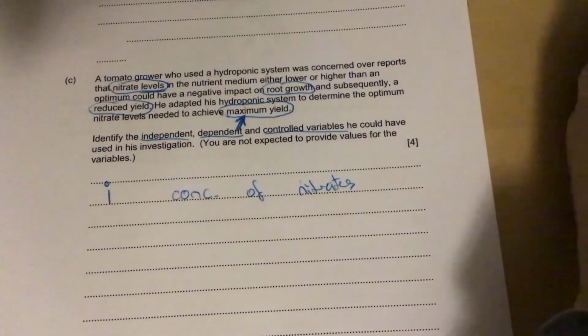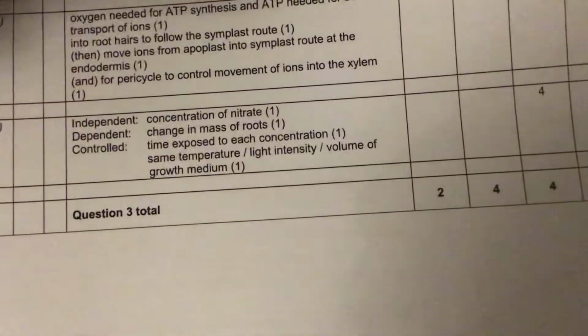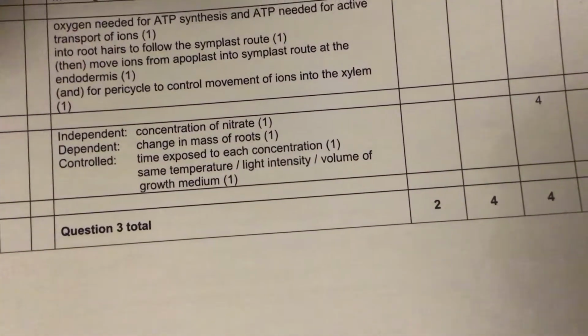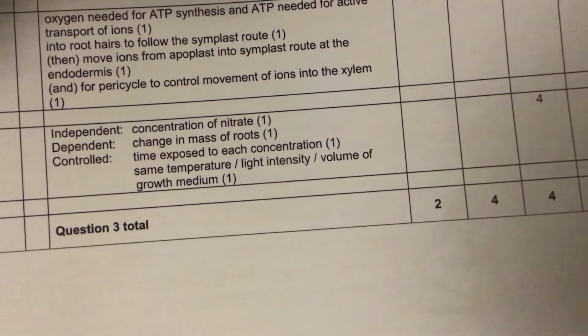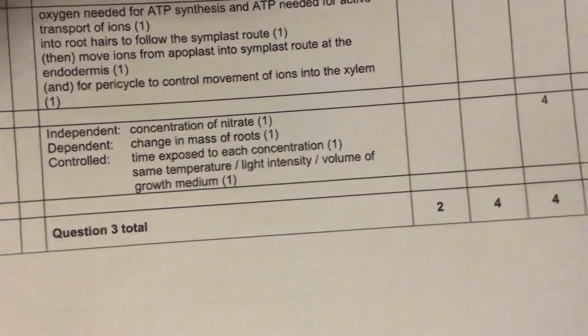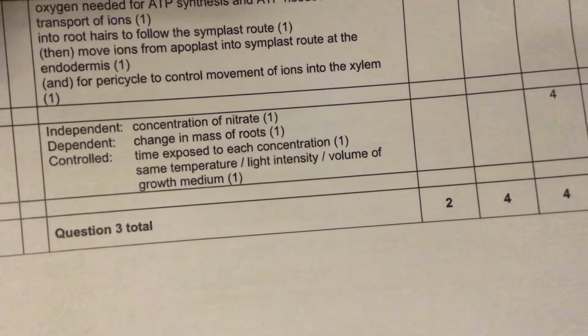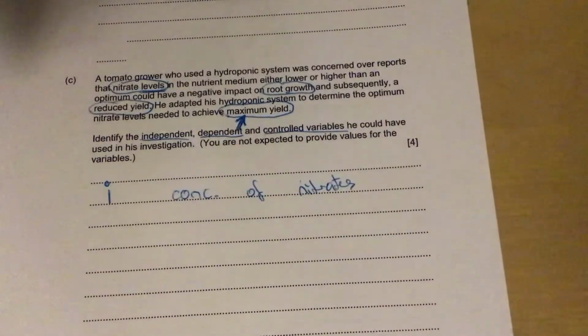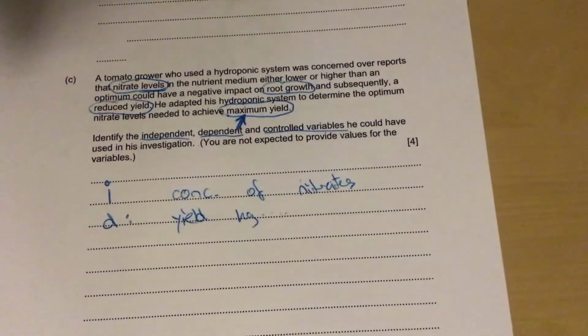The mark scheme lets you get away with change of mass of roots, which I felt was a bizarre one already. I will not let you get away with length of roots, because that just means how deep down your tomato plant anchors itself, which has nothing to do with how much tomato is being produced. A little bit of common sense: it's a farmer, they want to produce tomatoes. So for the dependent, I would clearly have expected a yield, in kilograms or whatever it is.